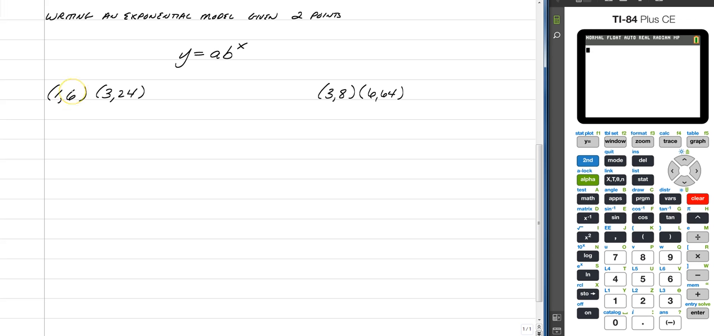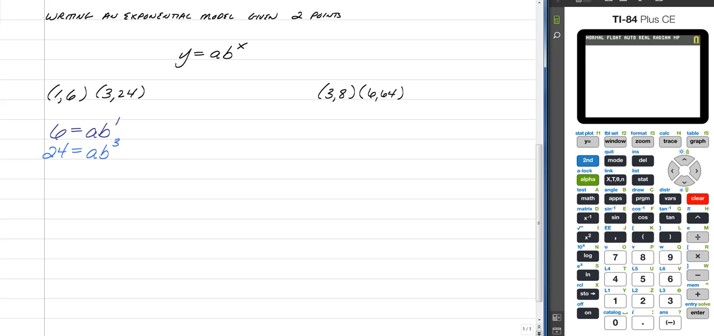So 1 comma 6 is going to give us the equation 6 is equal to ab raised to the first power. So all we did was substitute in x and y. The ab will stay. And then we're going to substitute in the second point. So 24 is equal to ab raised to the third power. And now we have 2 equations.